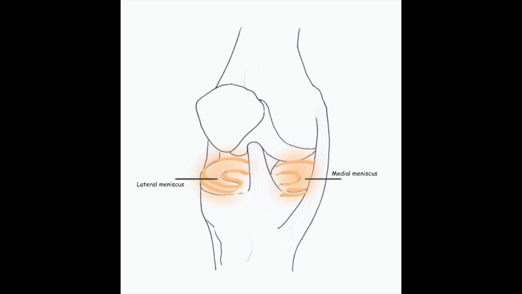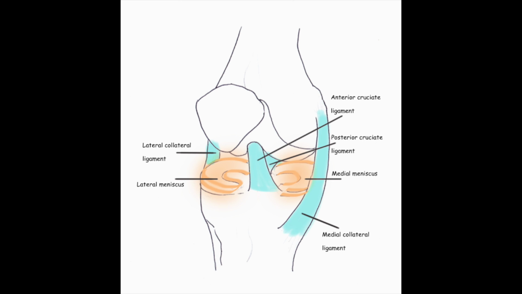The ligaments holding the knee joint together are anterior and posterior cruciate ligaments, which limit rotation, medial and lateral collateral ligaments, which prevent side-to-side motion, and patellar ligament, which holds the patella in place.